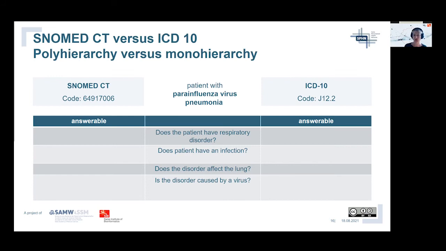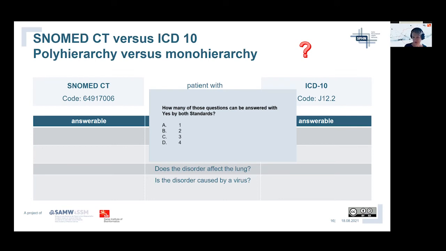Now, as a researcher, I want to ask questions to my data. The first question is, does the patient have a respiratory disorder? Does the patient have an infection? Does the disorder affect the lung? And is the disorder caused by a virus? Now, we would like to ask you with our poll, what do you think, how many of those questions are answerable by ICD-10 and by SNOMED CT? So which of those questions, or how many, 1, 2, 3, or all 4, can be answered by both of the classifications? Make your choice.